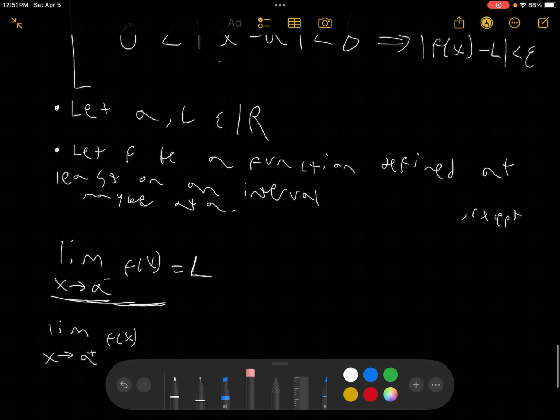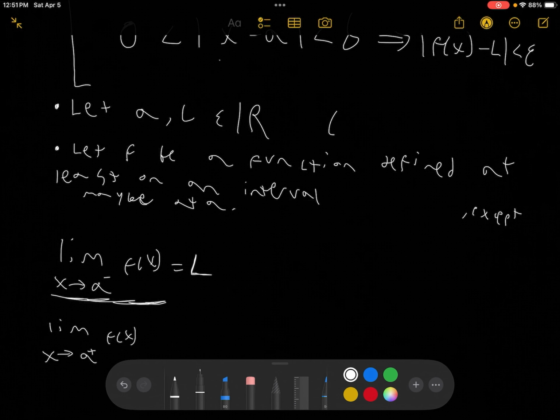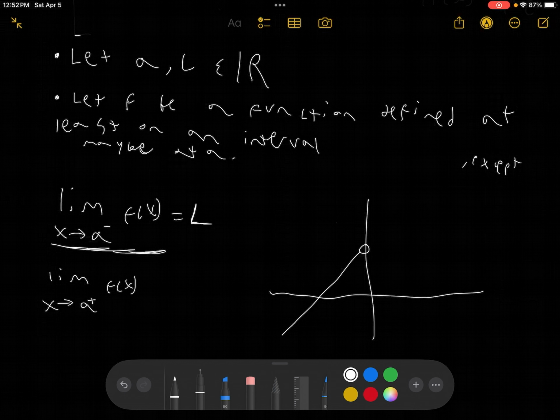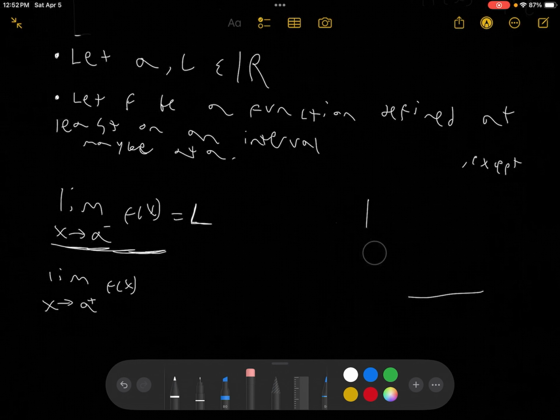But in this new scenario, it is okay for A to be at one of the endpoints. For example, if we have this function here that's defined only for negative values, this function still has a limit as x approaches 0 from the left, even though 0 is the endpoint of the interval that the function is defined on.